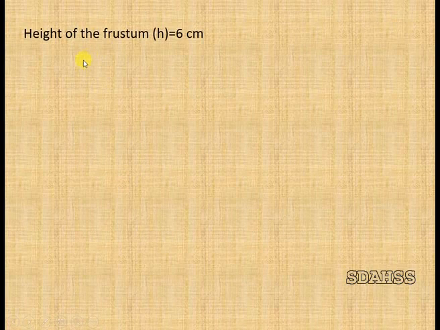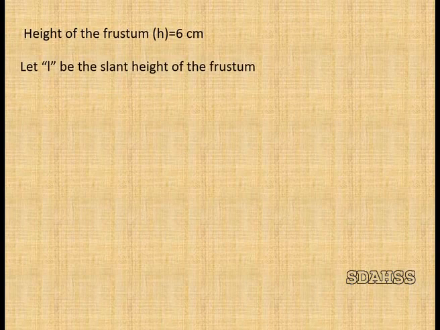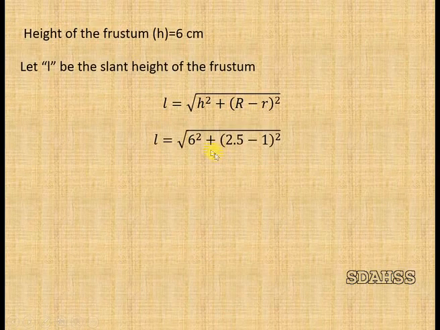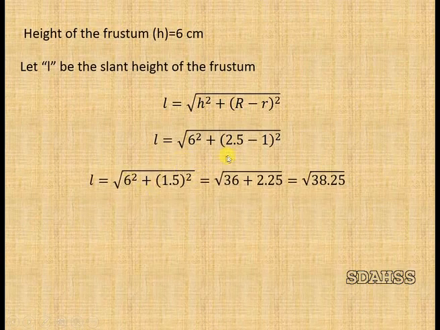That should be taken by the capital letter R. Height of the frustum is, the total height 7 minus the radius of the hemisphere, 7 minus 1, 6 cm. Let L be the slant height of the frustum. Then L is equal to root of h square plus (capital R minus small r) the whole square, which is equal to root of 6 square plus (2.5 minus 1) the whole square, which is equal to root of 6 square plus 1.5 whole square, which is equal to square root of 36 plus 2.25, which is equal to 38.25. Then L is equal to 6.18 cm.